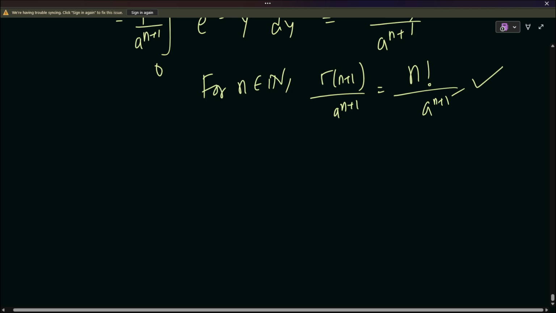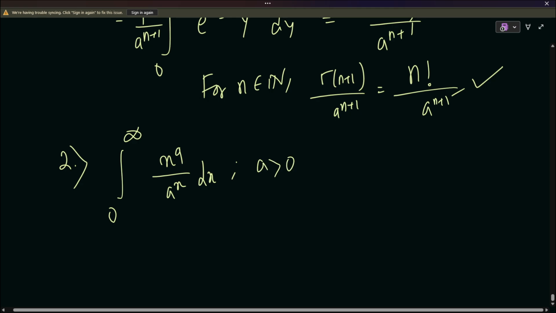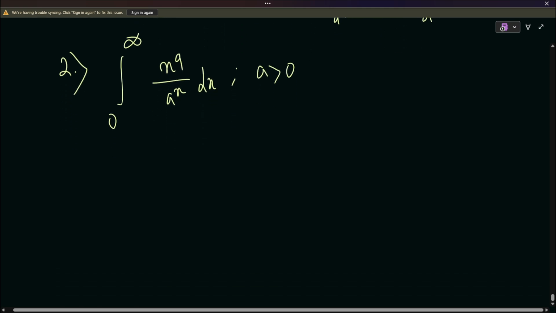Let us try another example here. Number 2, 0 to infinity, we have x to the power a upon a to the power x dx. And we of course again have a greater than 0. And what is the value of this integral? Now, 0 to infinity x to the power a by a to the power x dx, we can first write down like this. This a to the power x can be brought upwards, and it can be written like this: a to the power minus x into x to the power a dx.